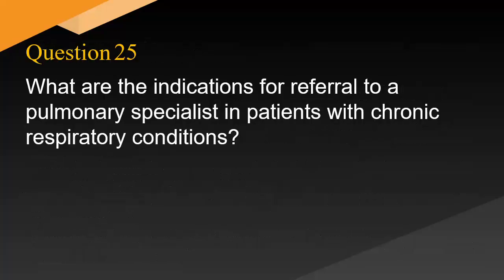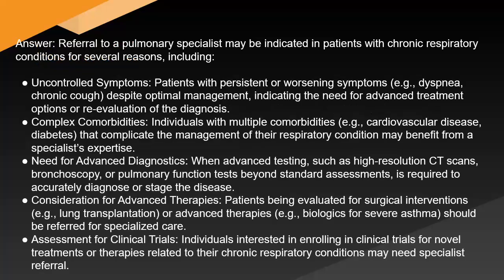What are the indications for referral to a pulmonary specialist in patients with chronic respiratory conditions? Answer: referral to a pulmonary specialist may be indicated in patients with chronic respiratory conditions for several reasons, including uncontrolled symptoms, patients with persistent or worsening symptoms, e.g. dyspnea, chronic cough despite optimal management, indicating the need for advanced treatment options or re-evaluation of the diagnosis; complex comorbidities, individuals with multiple comorbidities, e.g. cardiovascular disease, diabetes, that complicate the management of their respiratory condition may benefit from a specialist's expertise.